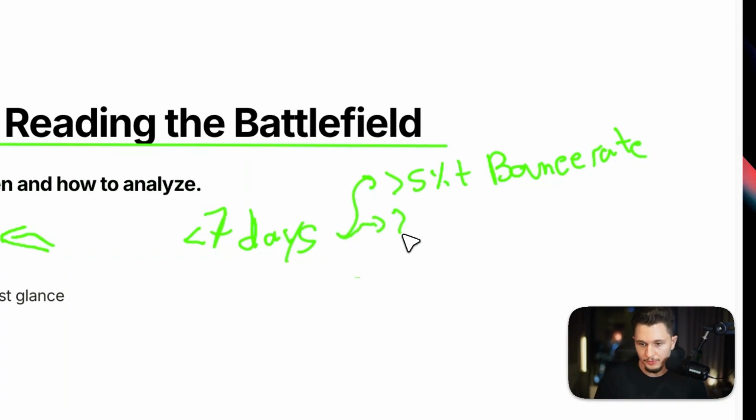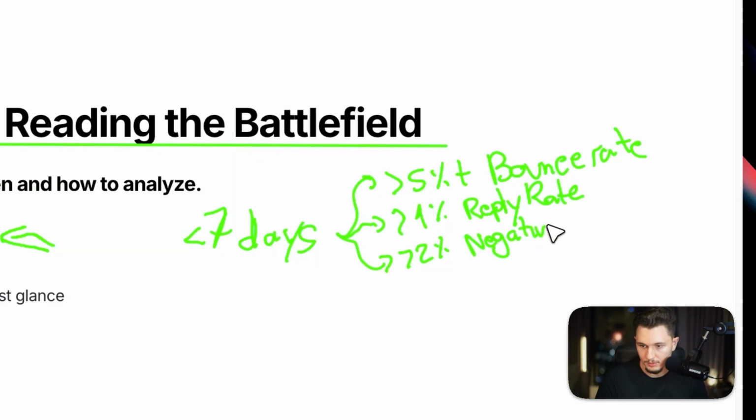Another example would be if your reply rate is below 1%. So in that case, let me put here reply rate. In that case, you would also come in and you would fix things. Another example of this might be a negative reply rate above 2%. Okay, so negative reply rate.